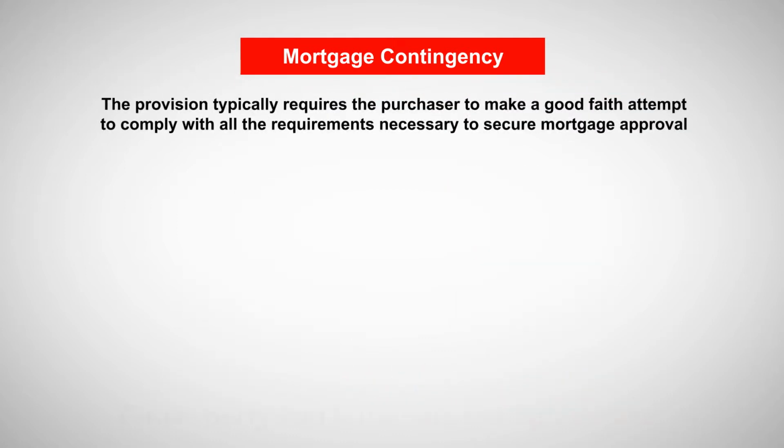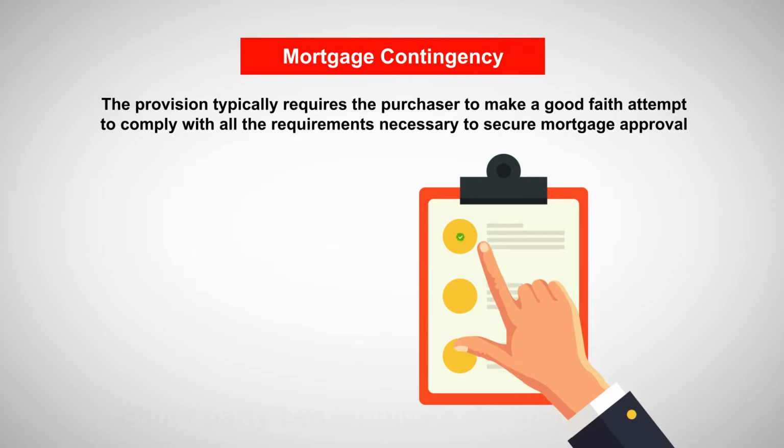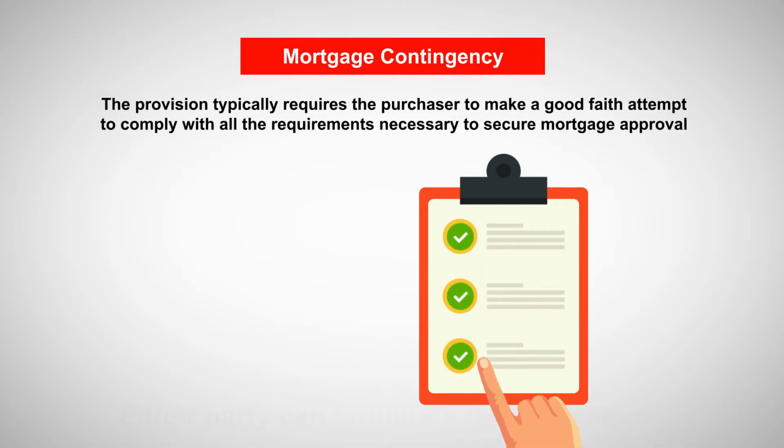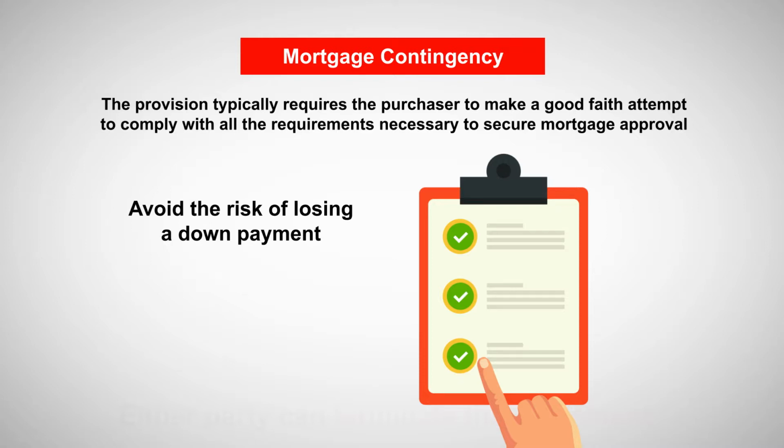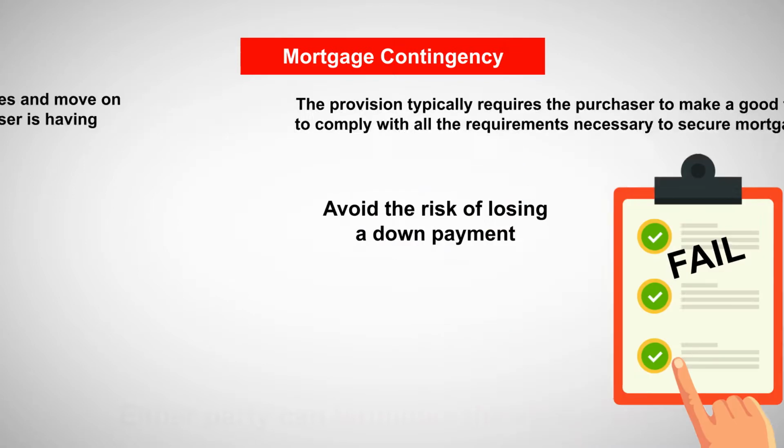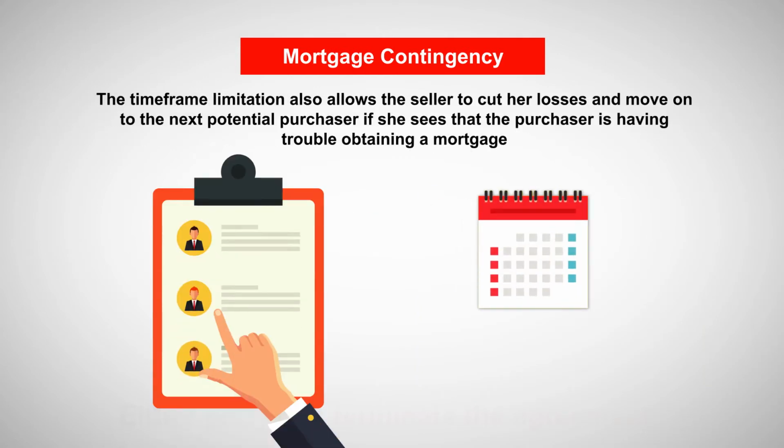The provision typically requires the purchaser to make a good faith attempt to comply with all requirements necessary to secure mortgage approval. This clause allows the purchaser to avoid the risk of losing his down payment if his mortgage application fails through no fault of his own. The time frame limitation also allows the seller to cut her losses and move on to the next potential purchaser if she sees that the purchaser is having trouble obtaining a mortgage.